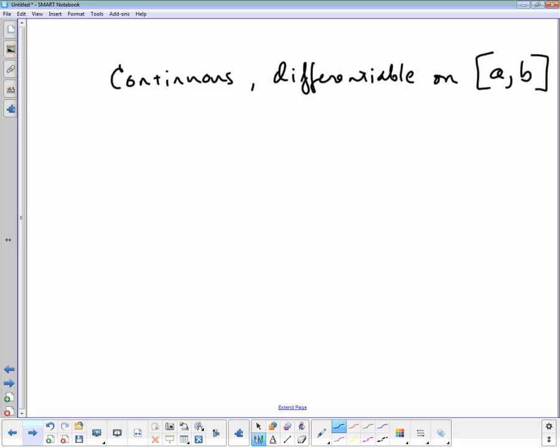Now, the answer, C, is an x value in the open interval AB. So what that means is that you can't have a C value be an endpoint. Okay?